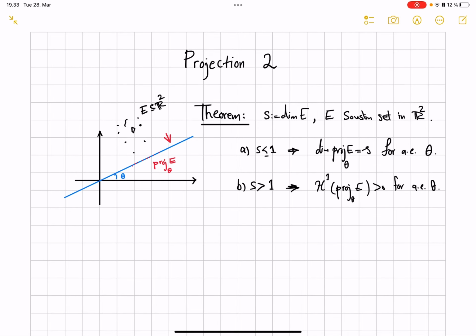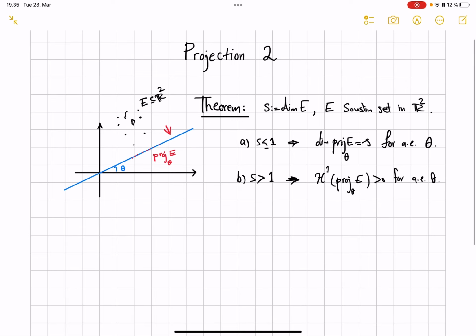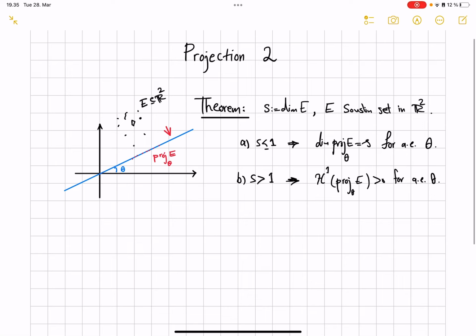The main theorem of Marstrand that we saw was that if you have a Suslin set, which includes the collection of Borel sets, and its Hausdorff dimension is S, then in the 2 regimes we have 2 different behaviors. If S is less than or equal to 1, then the dimension of projections is again S for almost every theta. That means we never go strictly less than S in the dimension.